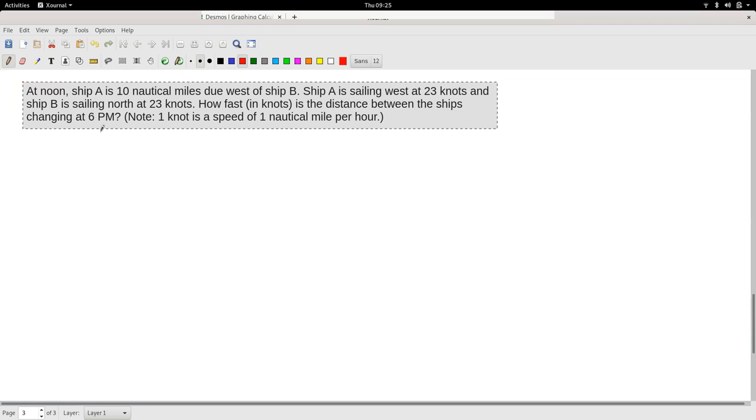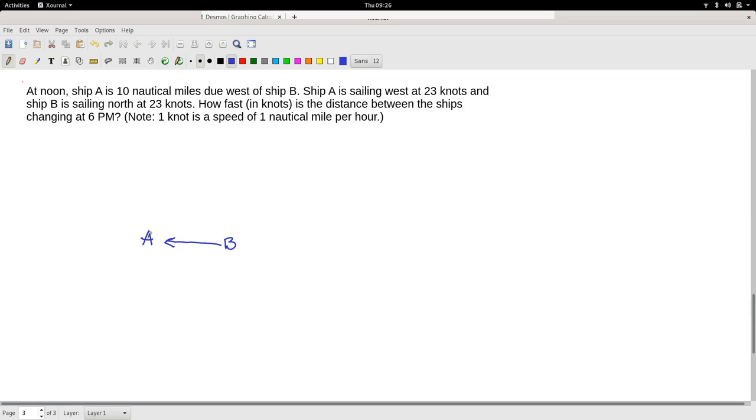So the first thing we need to do in most of these related rates problems is make a sketch of what's going on. So let's see, A is due west of ship B. West is that way. So if this is ship B right here, then A is over here.